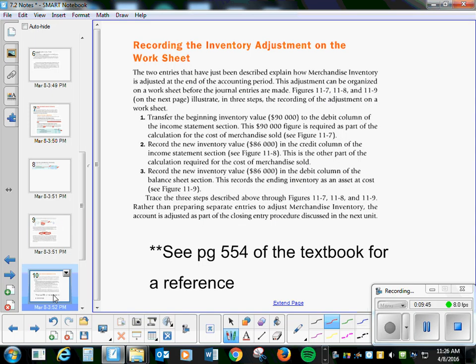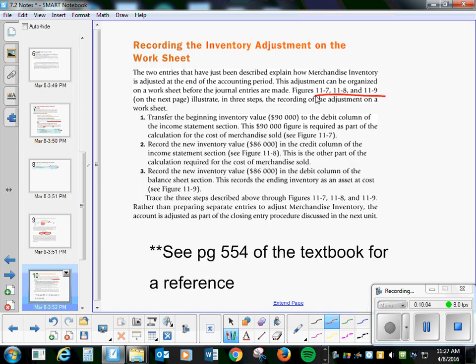Recording the inventory adjustment on the worksheet. The two entries that have just been described explain how merchandise inventory is adjusted at the end of the accounting period. This adjustment can be organized on a worksheet before the journal entries are made. And if you look here, it'll show you.